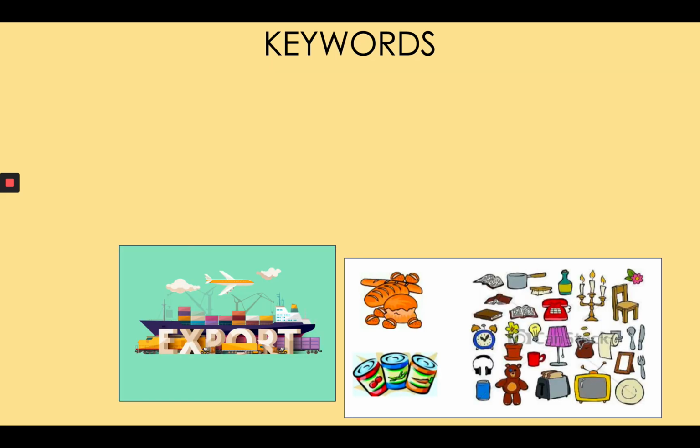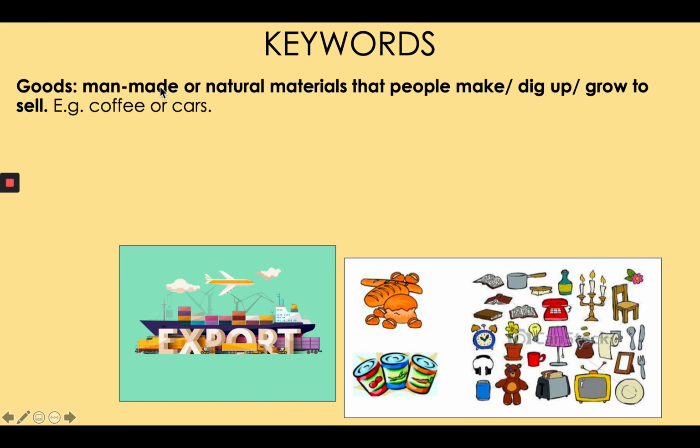Okay, keywords today, 3 of them. Really important to know these. Look at this picture here. All of these pictures have something in common. They are things, either man-made or natural, that have a value to us, that we buy and sell. So for example, bread, or flowers, or light bulbs, or lamps, or TVs. Any of these things that you see here are examples of goods. They are man-made or natural materials that people make, dig up, or grow to sell.